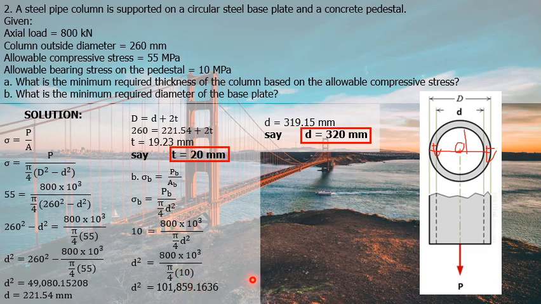D squared from your calculators is equal to 101,859.1636. Getting the square root of both sides, we get D equal to 319.15 millimeters. Say, D is equal to 320 millimeters. Round up to the nearest whole number, because the larger the cross-sectional area, the better. So that is our final answer.